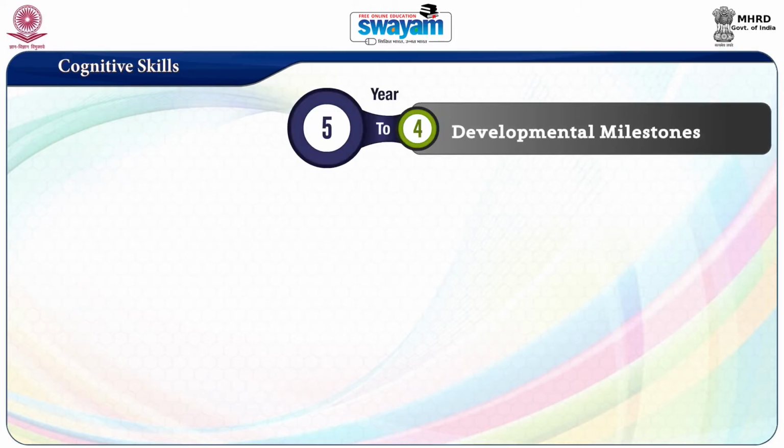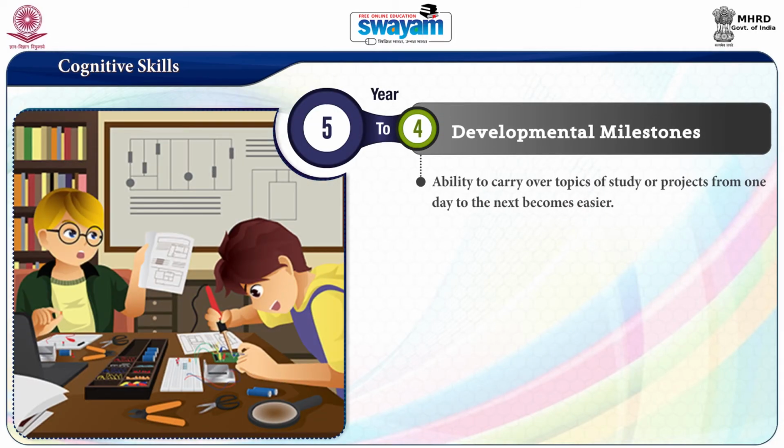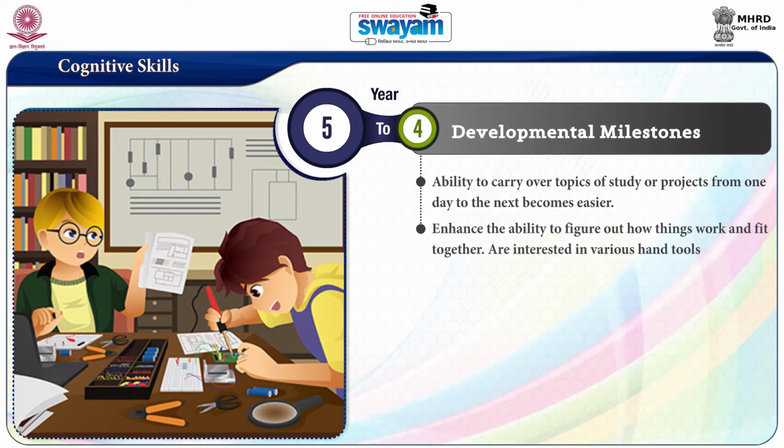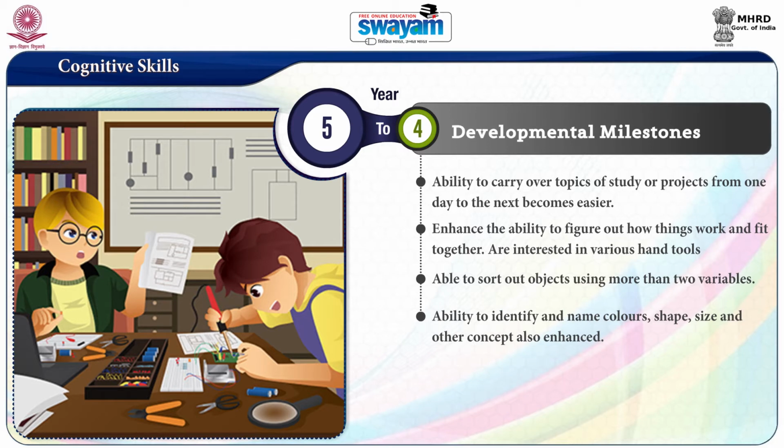When children are 4 to 5 years of age, their ability to carry over topics of study or projects from one day to the next becomes easier for them. They enhance the ability to figure out how things work and fit together. They are usually interested in various hand tools. They are able to sort objects using more than 2 variables. Their ability to identify and name colors, shapes, sizes, and other concepts is also enhanced during this time. The concepts of number, size, and weight are more clearly understood.